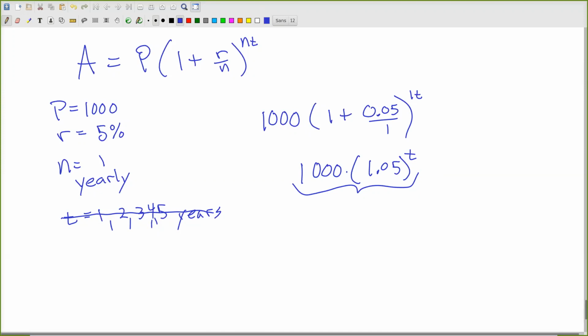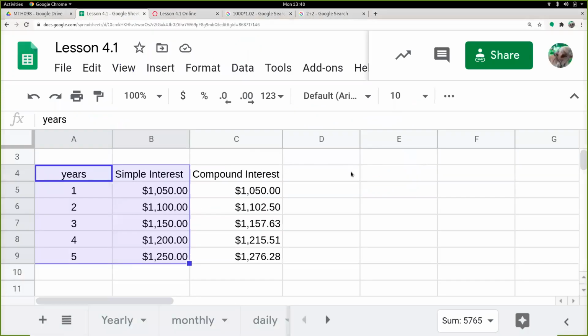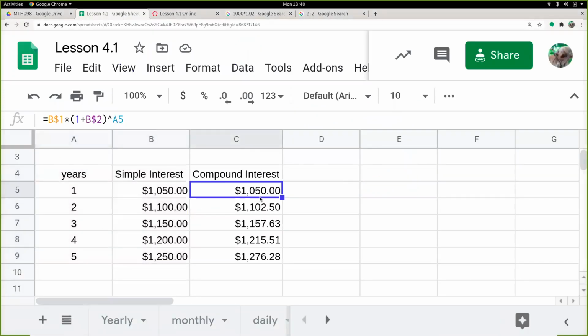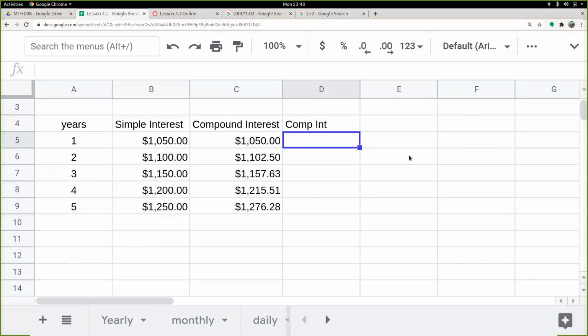So I'm going to show you how to put that in a spreadsheet, if you want to use a spreadsheet as a calculator, because it can be pretty quick. I'm going to reproduce those numbers right there. I'm just going to do it in the column next to it to see I get the same numbers. So compound interest, abbreviated. And let's minimize that so I can see more.